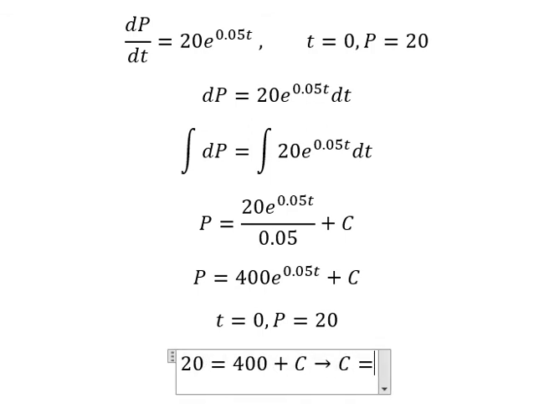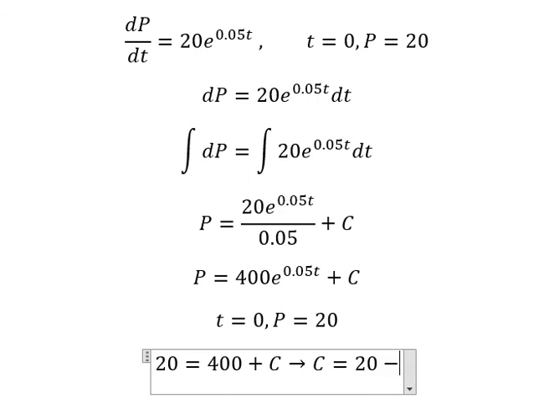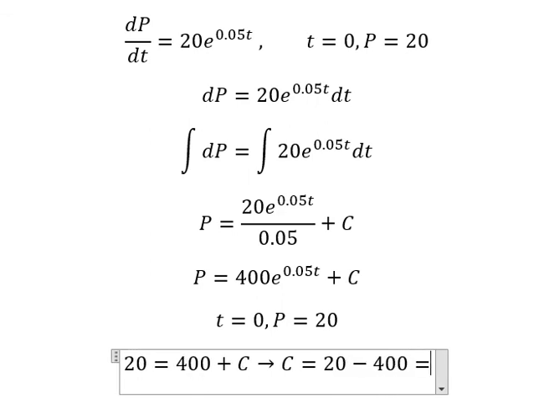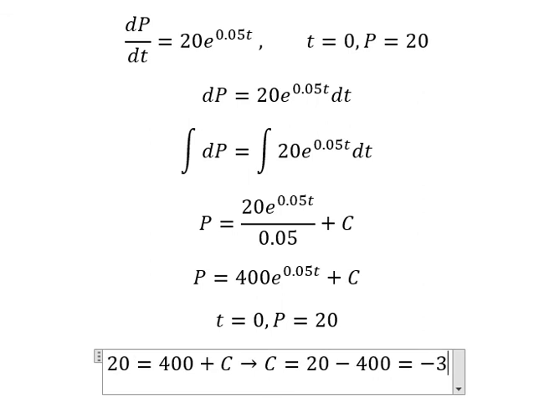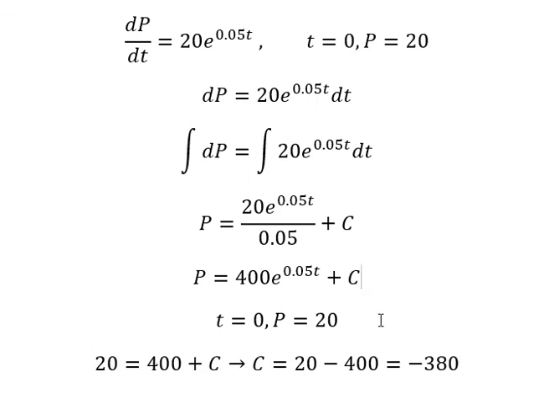And now we have c equals to 20 minus 400. And this one we have negative 380. And now we put this one back in here.